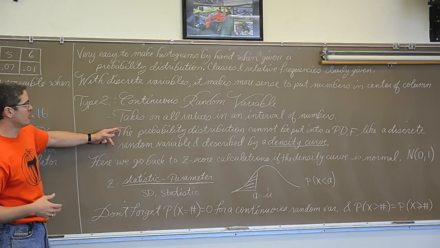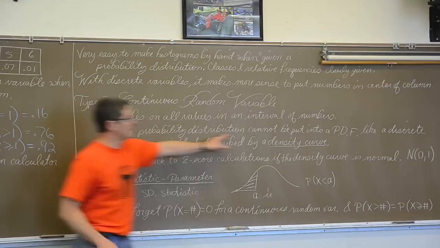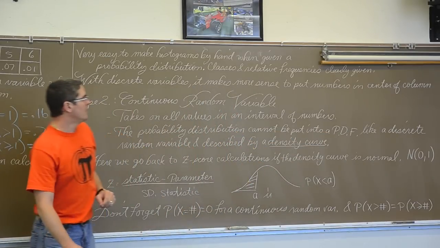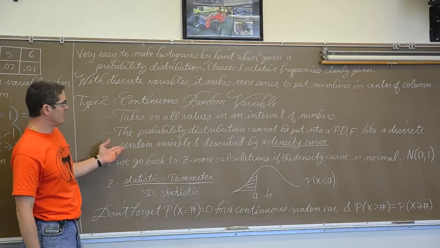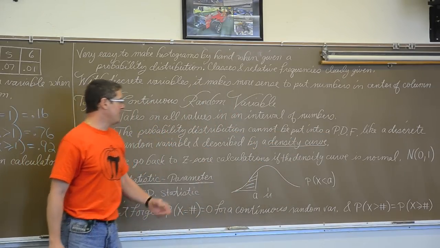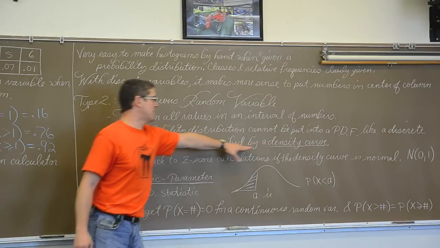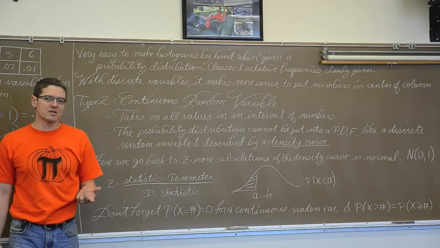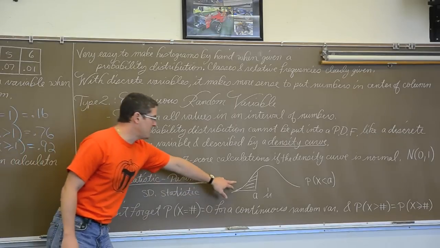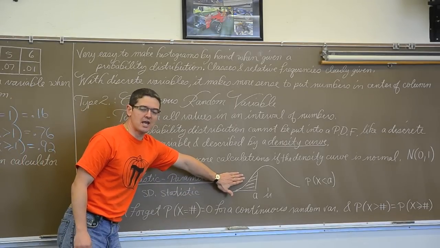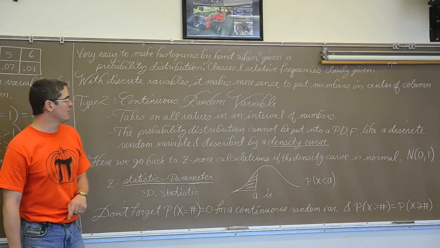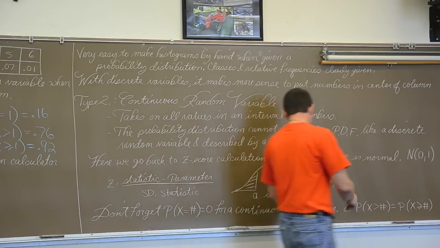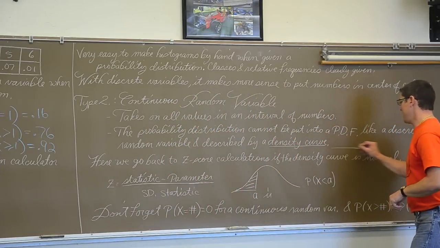The probability distribution cannot be put into a nice, clear PDF table like a discrete random variable. So that means that we can only describe a continuous random variable with a density curve. And you remember what a density curve is, right? It doesn't have to be a nice bell-shaped curve. A density curve could be in the shape of a rectangle.